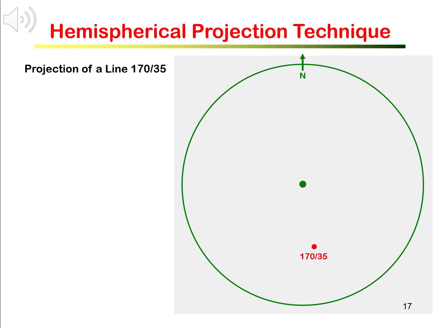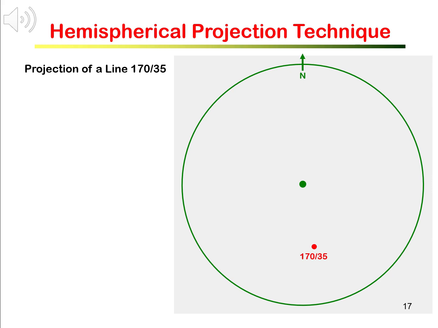If we remove the tracing paper from the base stereographic net, we will have the drawing on the tracing paper looking exactly like the one shown here. The point representing the line 170, 35 is below the center. Taking the center as a reference, the marked point is towards 170, almost south, and is 35 degrees from the circumference towards the center, or 55 degrees away from the center.